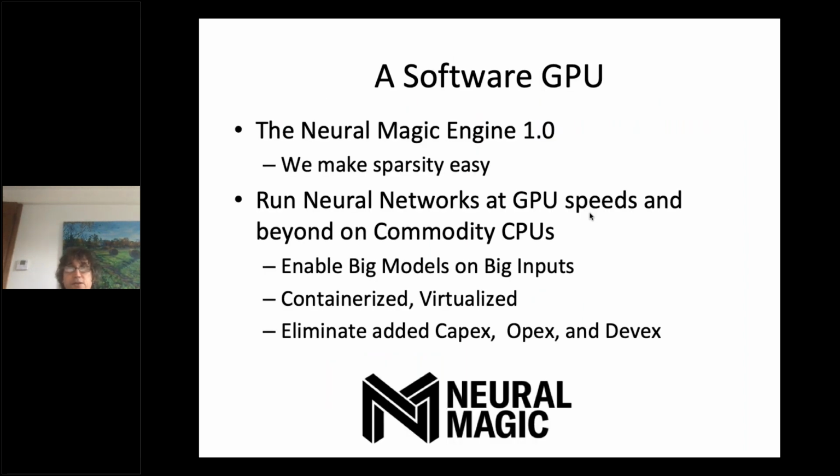So this is the software GPU. This is what Neural Magic makes. Our Neural Magic Engine 1.0, which is coming out of beta somewhere this summer, makes sparsity easy. You sparsify your network and you can run it at GPU speeds, okay? And what this does is it enables you to run big models on big inputs, things that don't fit in accelerator memory. It's software, so it's containerized, virtualized, move it anywhere you want. We don't care what you're running on. You don't need to know what you're running on, okay?